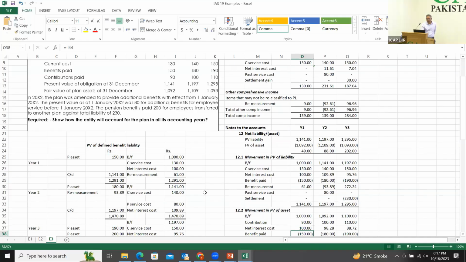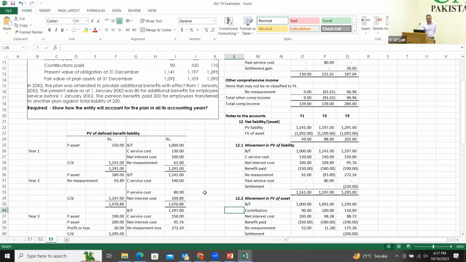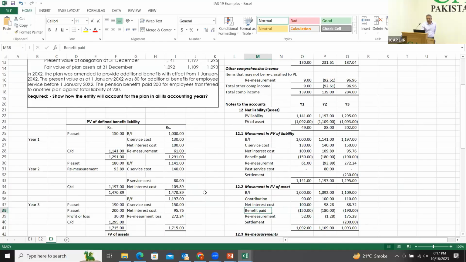Similarly, you have brought forward balance of asset. There is a contribution added in the asset. Then there is an expected return at the same interest rate. Then you paid the benefit, and then you have the closing fair value of the plan asset. Again, this balance is not equal to this closing balance of fair value, means there is a difference between expected return and actual return.